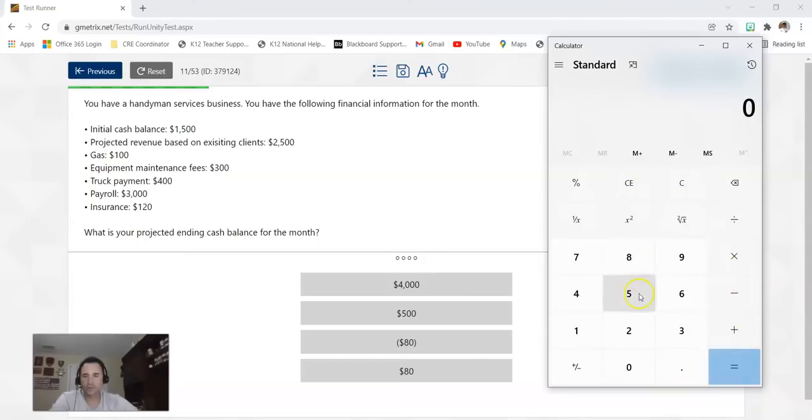Oops, I hit subtract twice. So we'll go back to 4,000 minus, that's 800, that's 3,800. So minus 3,800 and minus 120, which will give us $80.